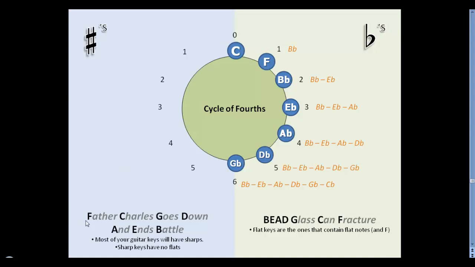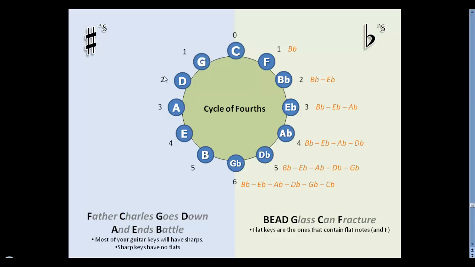Well, basically you go to the next letter in the musical alphabet. So F, Father Charles Goes Down And Ends Battle. F, the next letter in the musical alphabet is G. So G will be my first one. Father Charles, D is going to be the next one. Father Charles Goes, the next letter in the musical alphabet is A, because we start over at A, B, C, D, E, F, G. After D comes E, and after A comes B. Kind of cool, because all it does is C, F, B, E, A, D, G, B, E, A, D, G. Pretty neat how that works. Don't know why, but that's it.